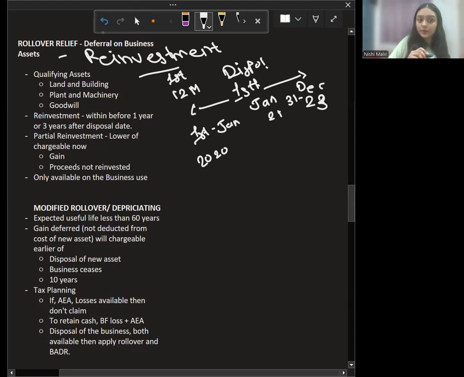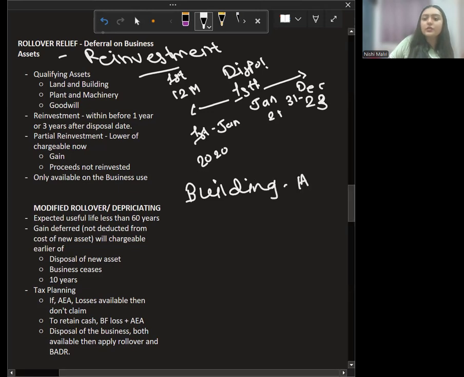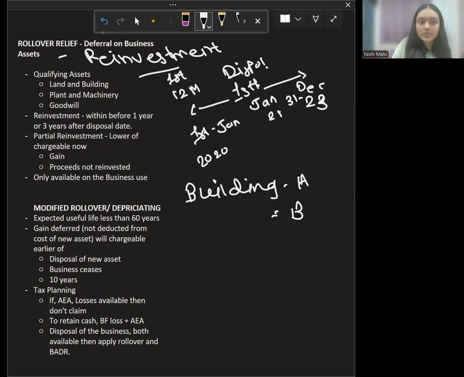Let me give a short example so that you can understand it better. Let's suppose you disposed of building A. But before disposing of building A, you purchased a new building, which is building B. Then also you can claim the rollover relief. In the same way, suppose you dispose of building A on Jan 1st, 2021, and within 3 years, if you reinvest all the proceeds into the same qualifying assets, then you can claim the rollover relief.